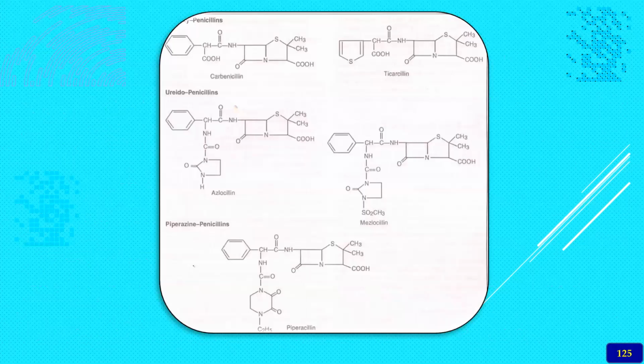And these are all the structures of the penicillins, like carbenicillin. Then this is ticarcillin. Then these are all the ureidopenicillins, like azlocillin and mezlocillin. And these are all the piperazine penicillins. The structure activity is very similar, with the piperazine ring. This ring is called the piperazine ring.